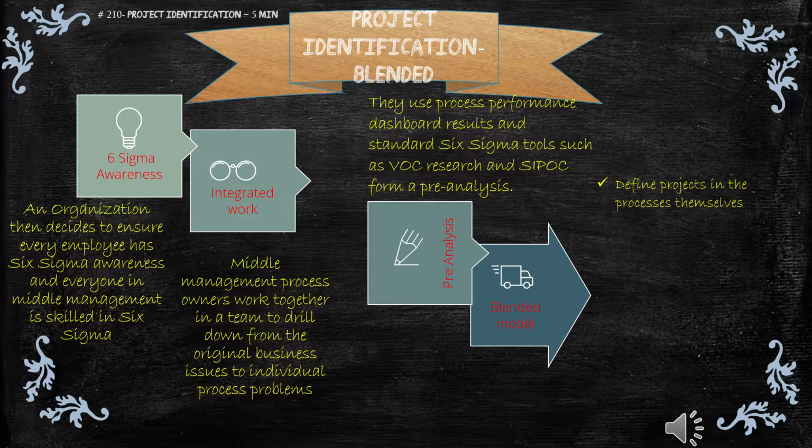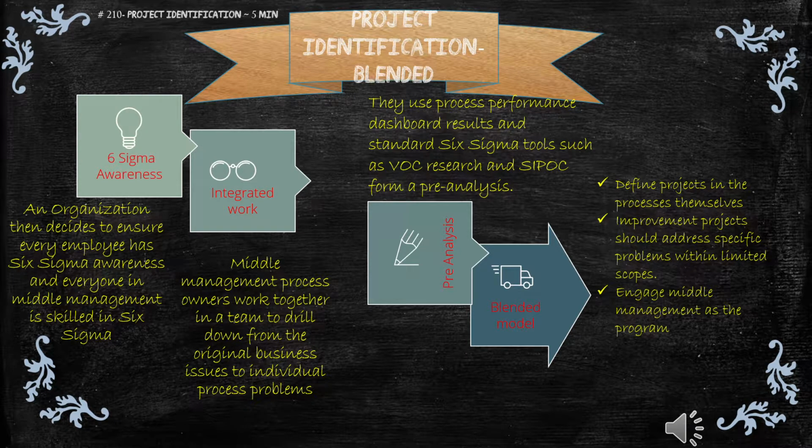The salient points then of a blended approach are: define projects in the processes themselves. Improvement projects should address specific problems within limited scopes. Engage middle management in the program. Have the process owner be the translator between business and process issues.